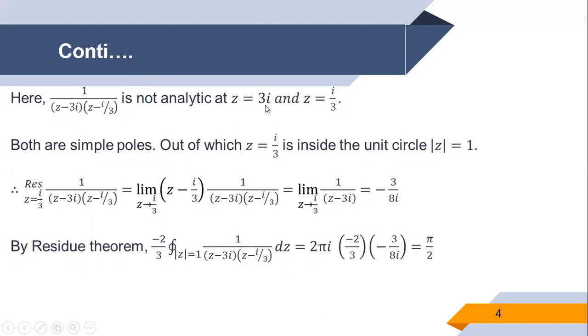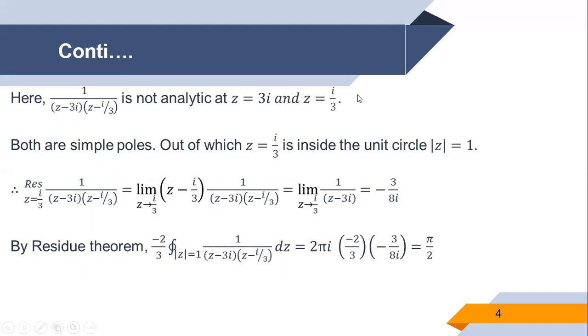For z is equal to 3i, we use mod of z is equal to 1. So mod of 3i, z is equal to 3i. So mod of 3i is equal to 3, and 3 is greater than 1. Therefore, z is equal to 3i is outside.